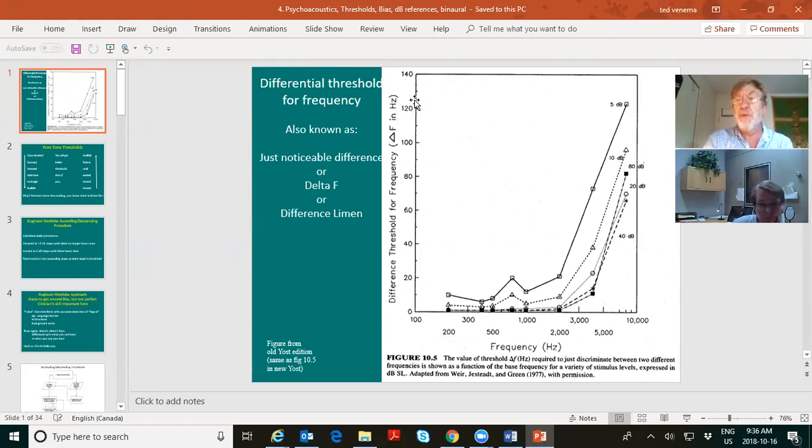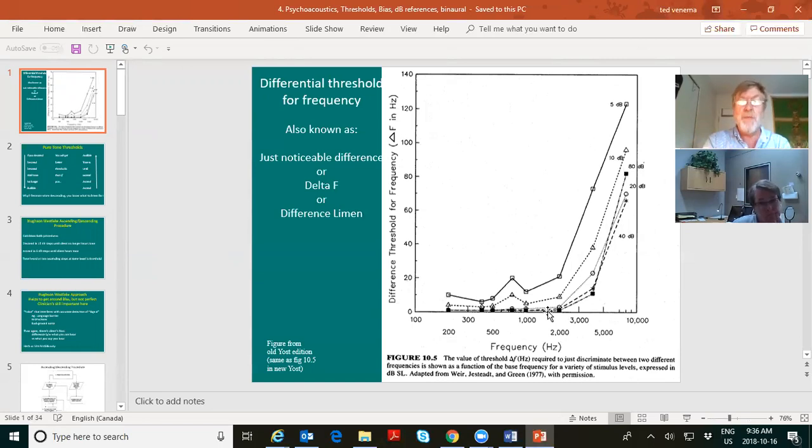If I played the tones really loud, look at the black squares, 80. If I played the tones at 80 dB, I don't need to make as much of a change, especially at the bottom. Look at these ones here. They're all lying on the bottom. So for these lower frequencies, I hardly needed to make any change in frequency for the listener to notice that there was a difference.